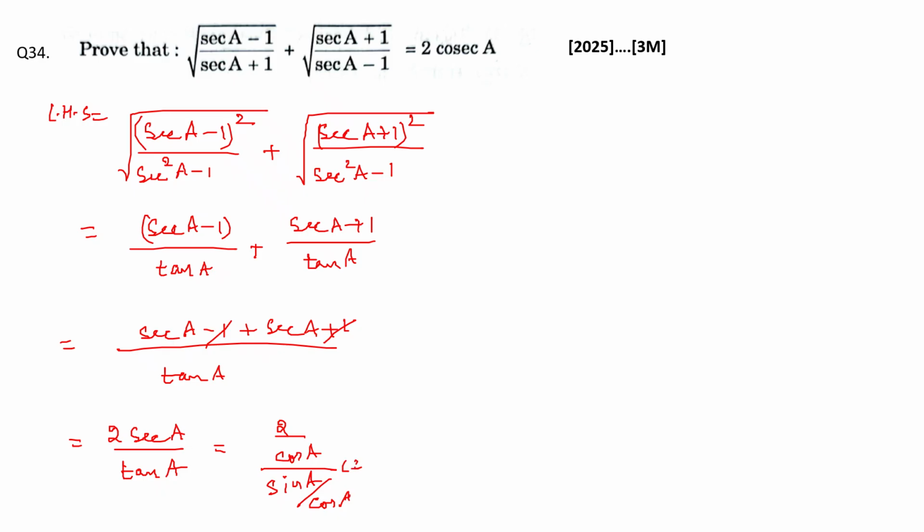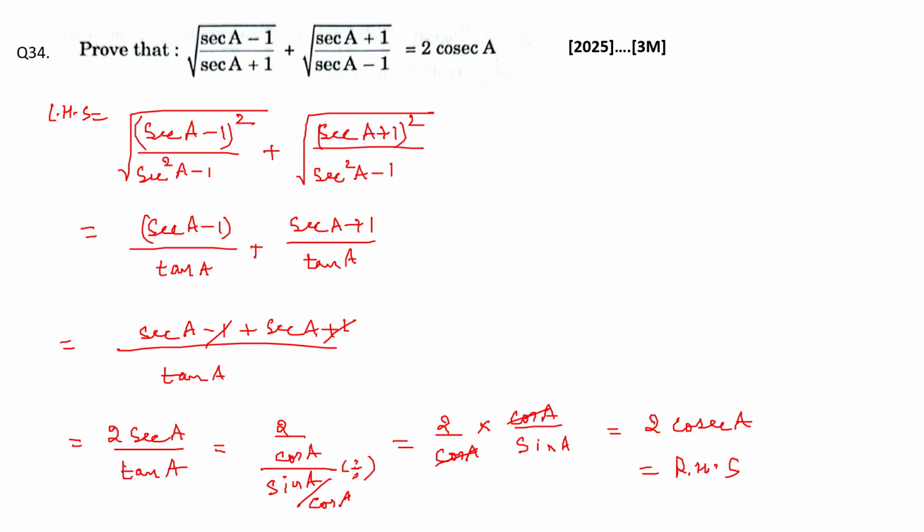So if you change this division to multiplication, it will become 2 by cos a into cos a by sin a. So cos a and cos a cancel. It will be 2 by sin a, which is 2 cosec a. So this is also done. Now 2 cosec a is my RHS. So this is a 3-marker question, and it's an important question.